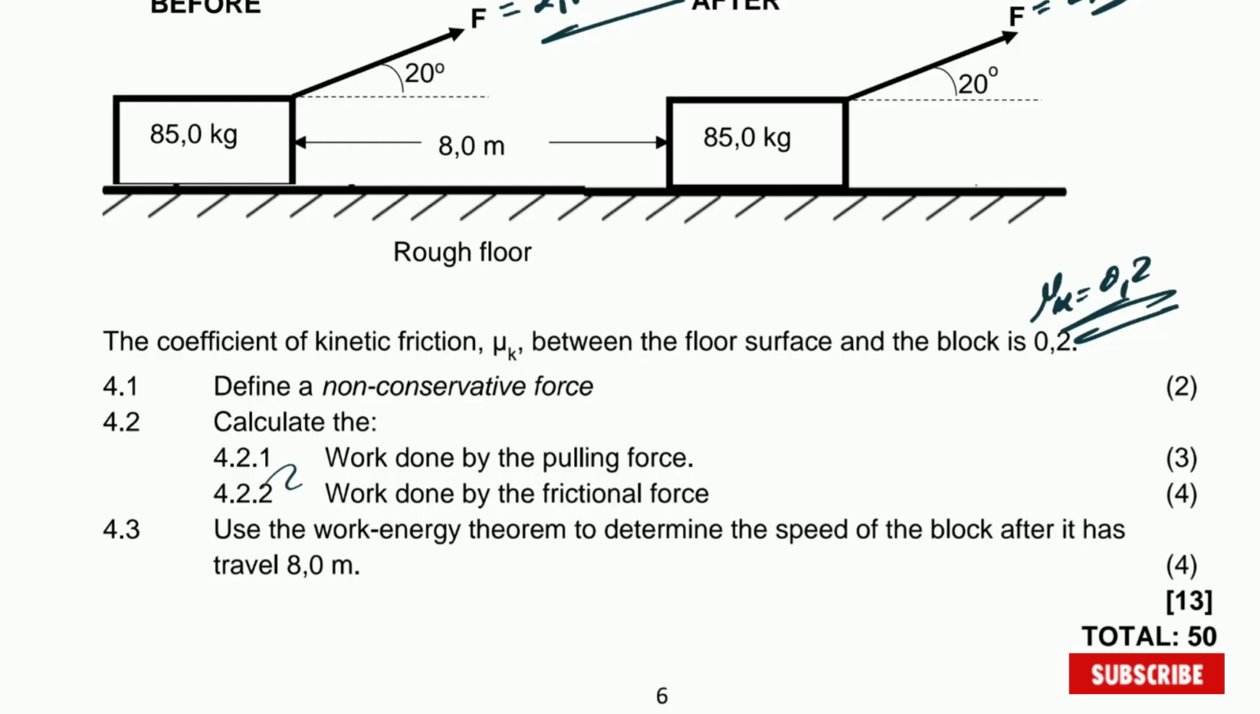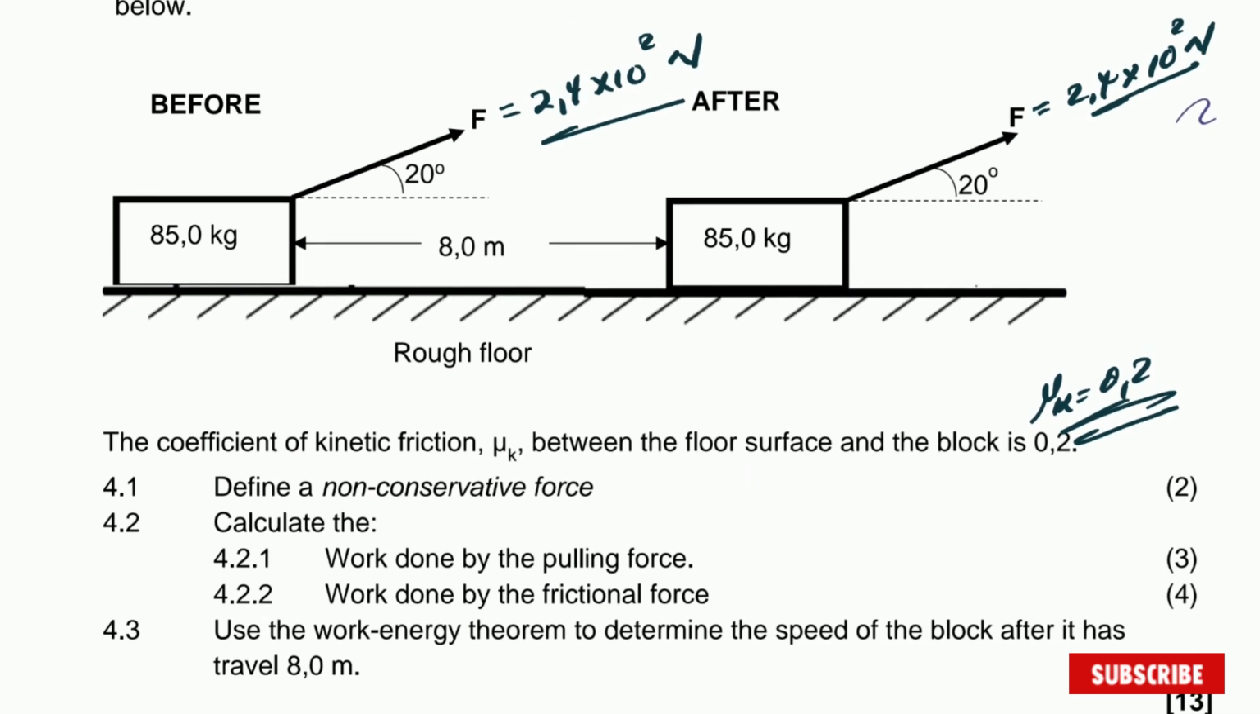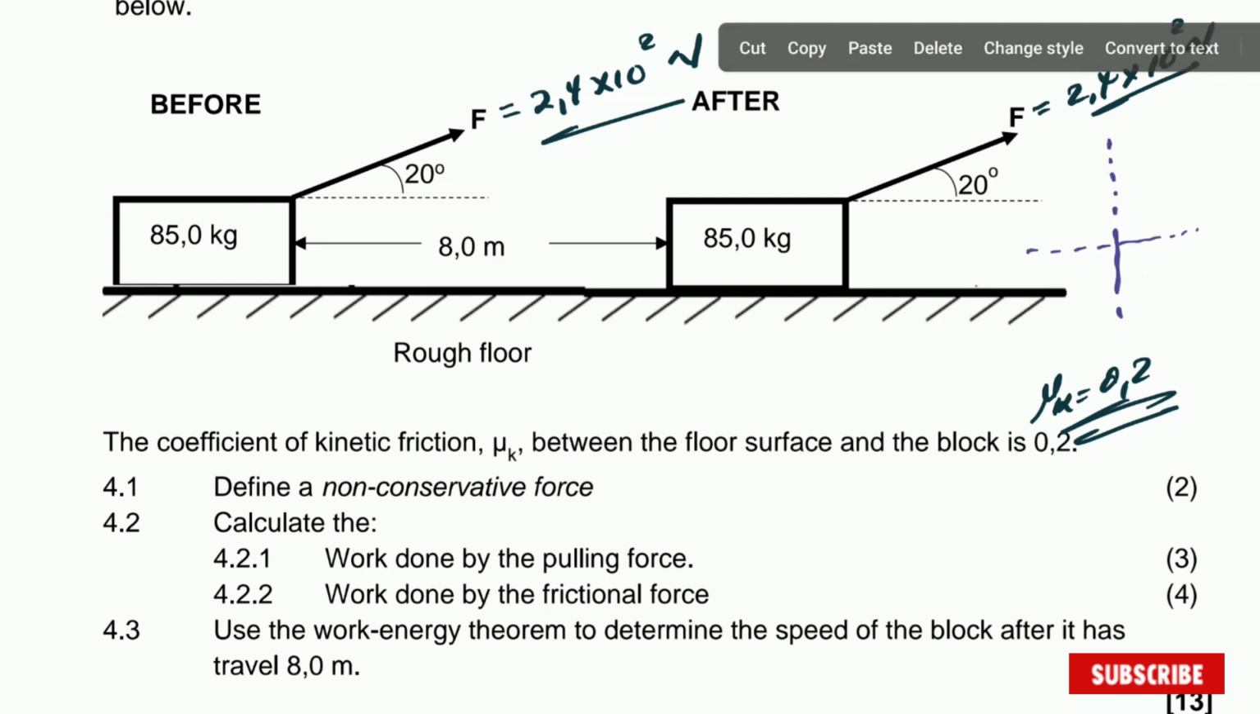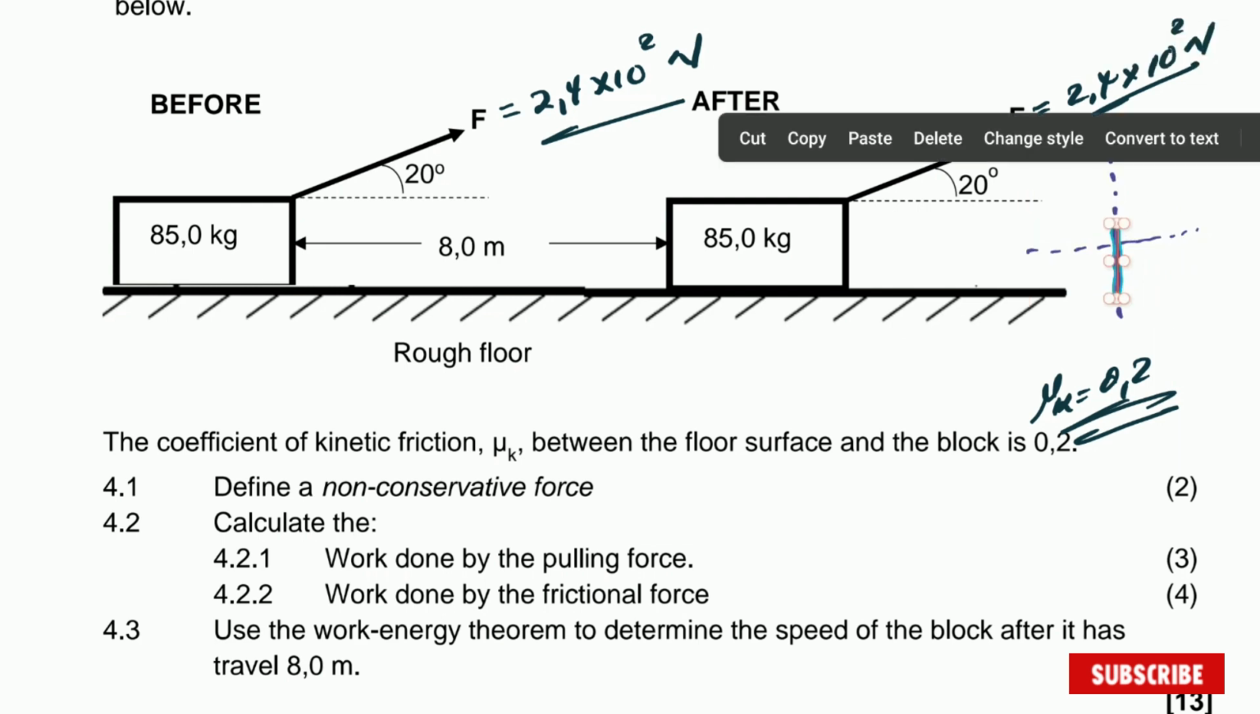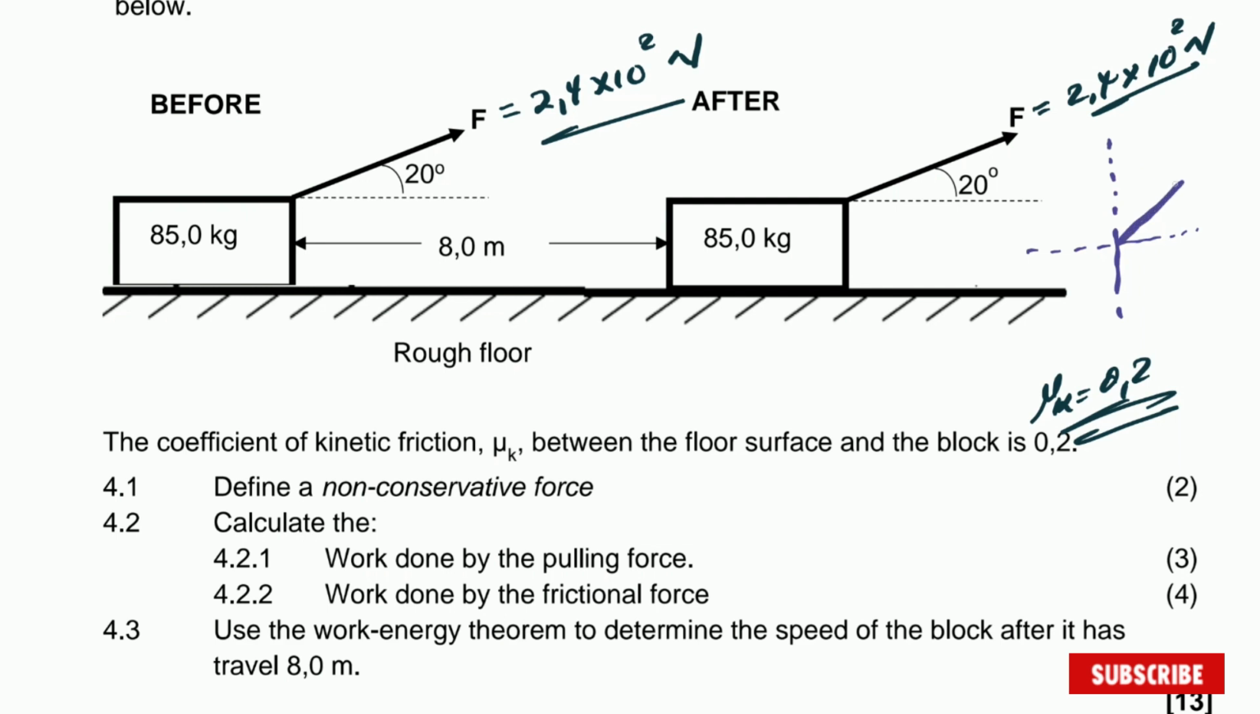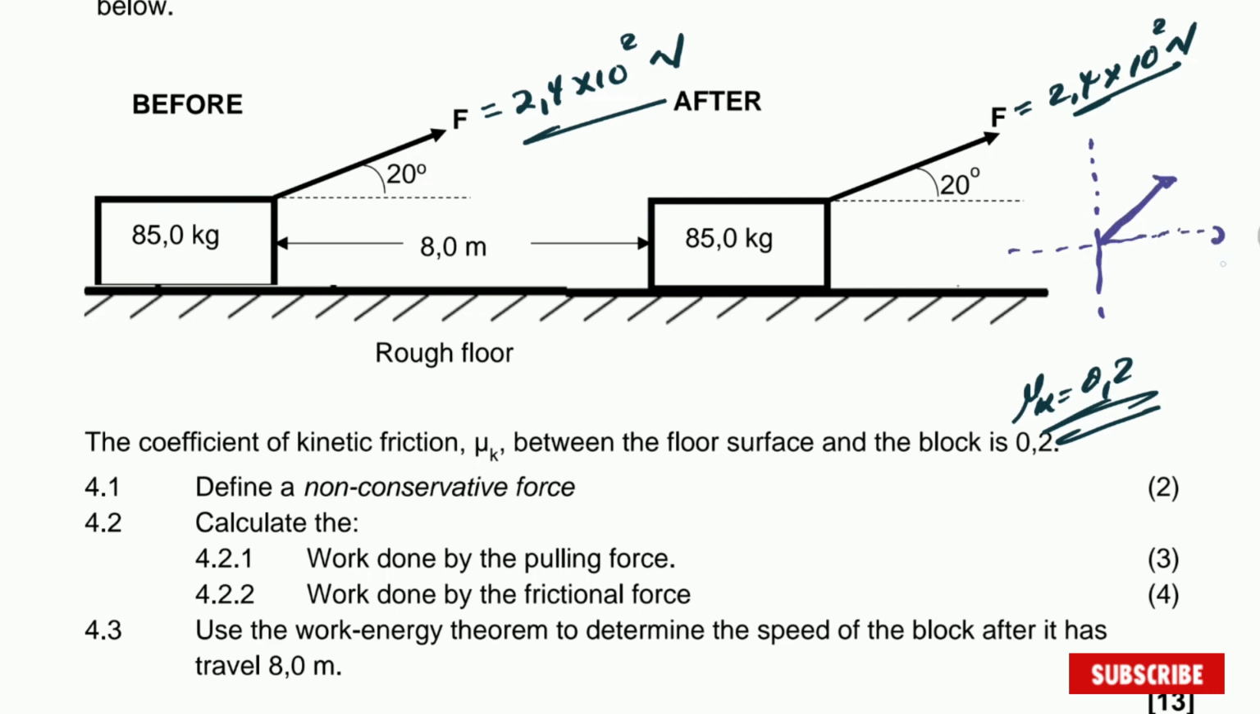Going back to the question, they say calculate the work done by the pulling force. Very easy. We can do it on this side here. If we quickly do the free body diagram on this side, we don't have to take too much space because we've done this many times. The applied force is in this direction, which makes an angle to the displacement. This x is the displacement. This is the angle between the applied force and the displacement, which is 20 degrees in this case.